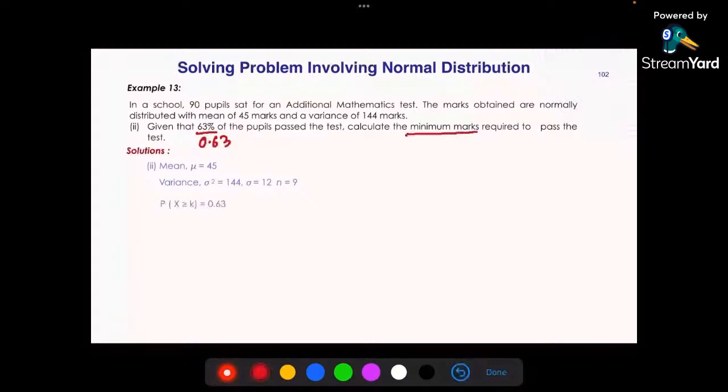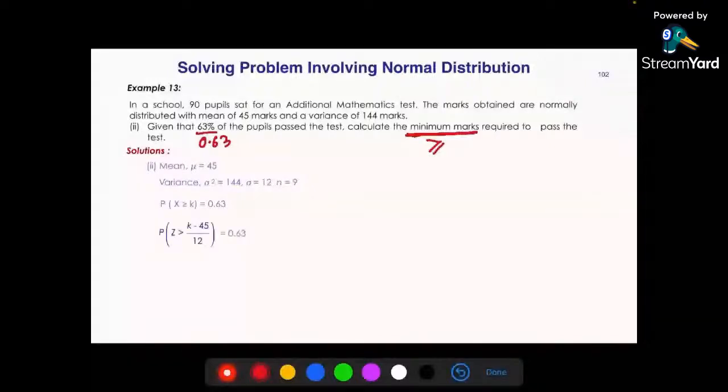So minimum marks maksudnya paling sikit. So maksudnya it could be more than. Kan? So dia akan jadi more than or equals. So more than or equals because of the keywords. We have to really alert with the keywords. Okay? So greater than 0.63. So kita standardize dahulu X tu, you akan dapat Z more than or equals K minus 45 over 12 equals to 0.63.